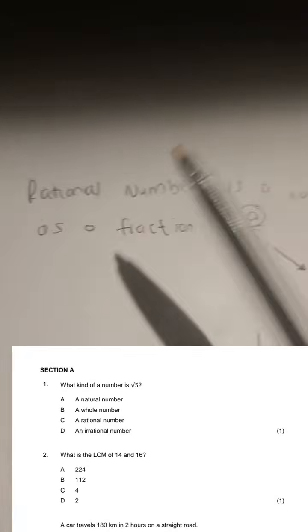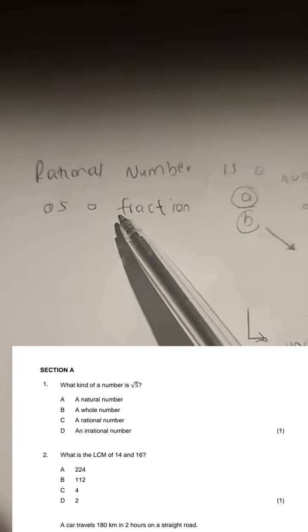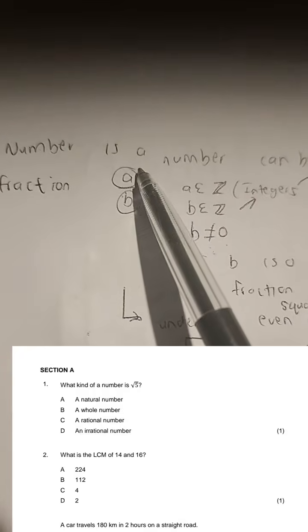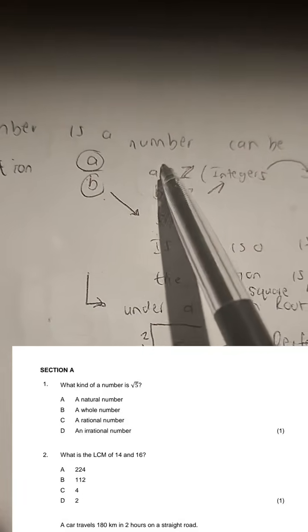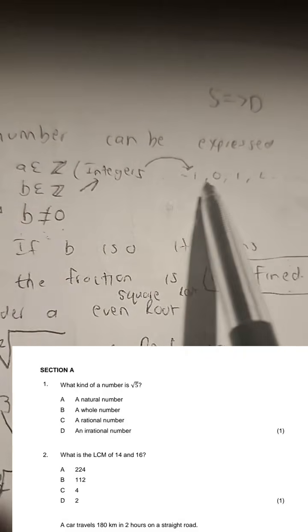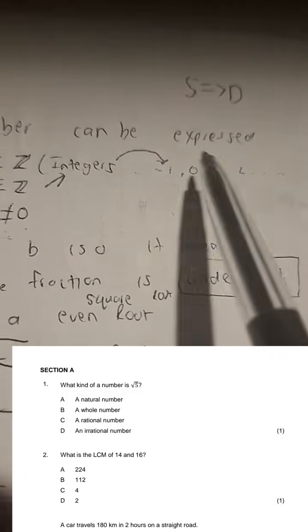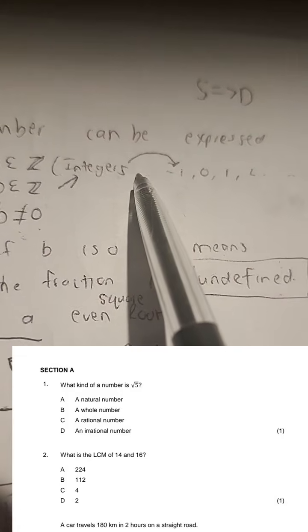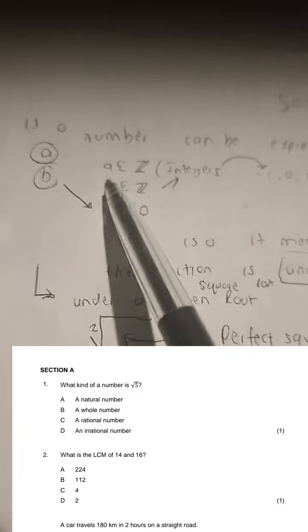Under what I've just explained, a rational number is a number that can be expressed as a fraction, where the numerator A over the denominator B have to both be integers. What are integers? These are positive and negative whole numbers that increase by 1. So from 0 they increase by 1, and from 0 they decrease by 1. So 0, 1, 2, 3, 0, negative 1, negative 2, negative 3, these are integers.